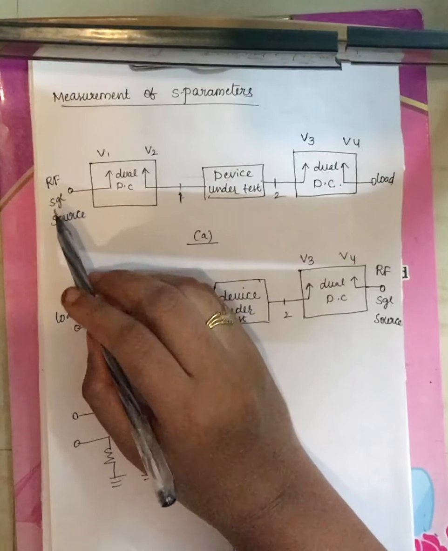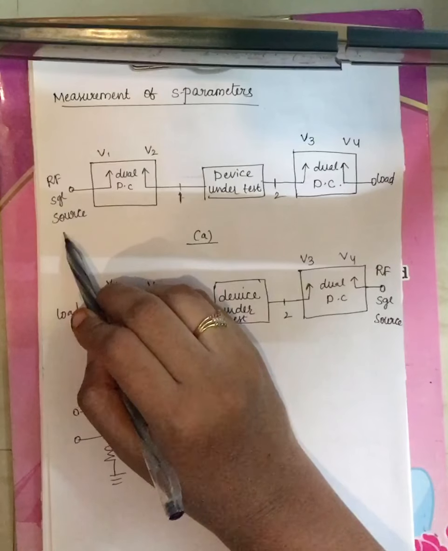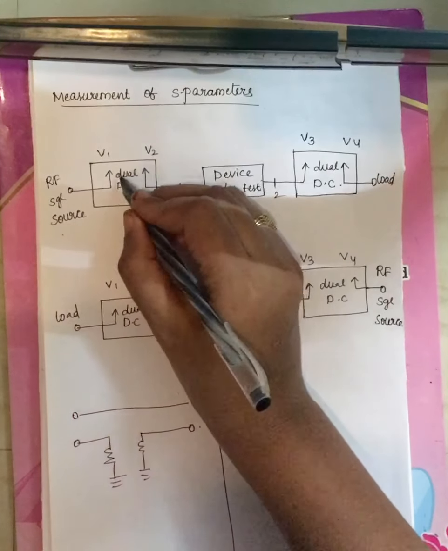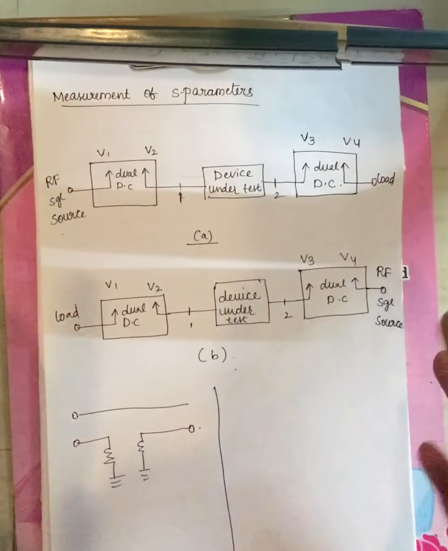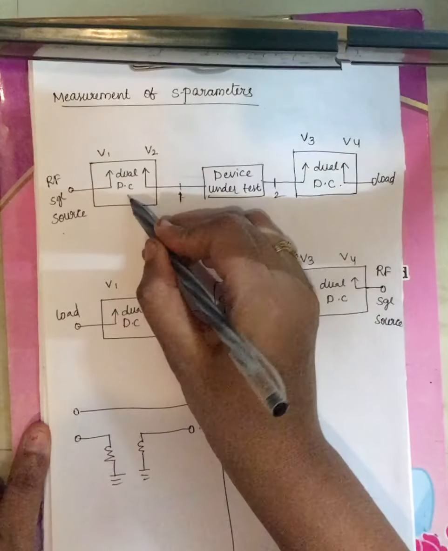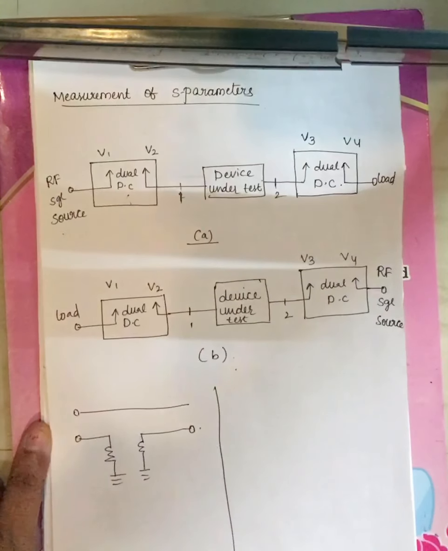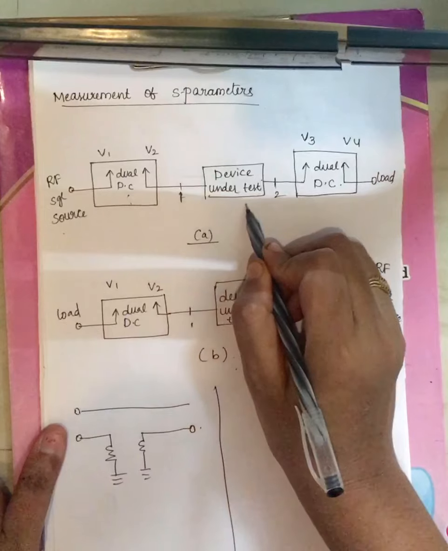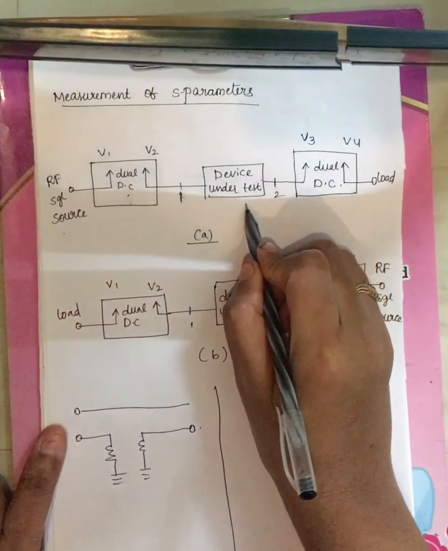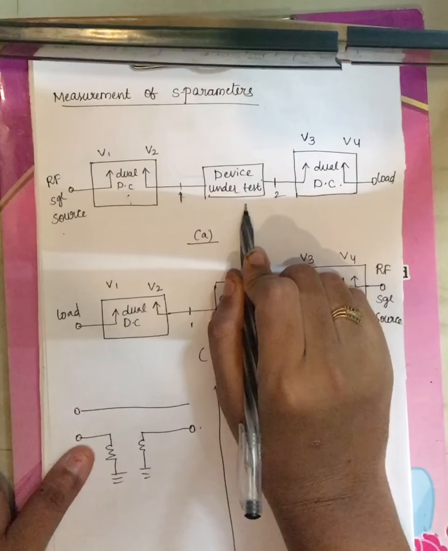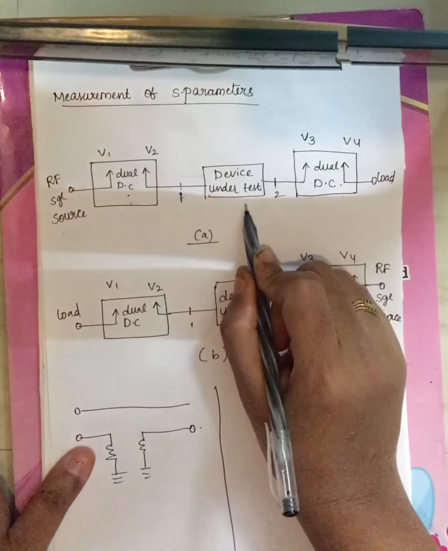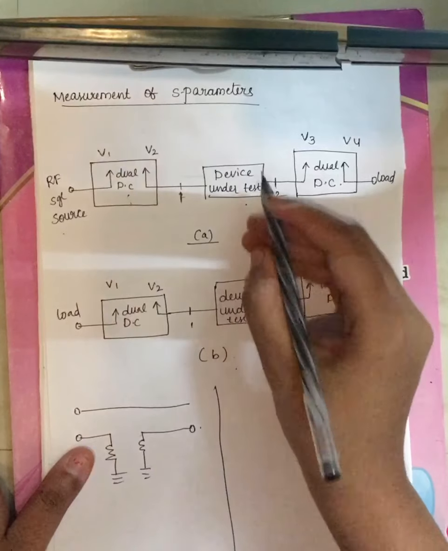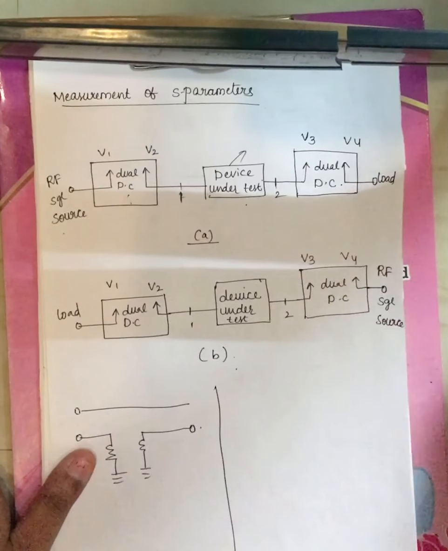Now coming to setup 1, the RF signal source, nothing but your microwave signal, is given to a dual DC. Dual DC is nothing but directional couplers, two directional couplers connected back to back. That is connected to the device under test, the device for which you want to measure S parameters.